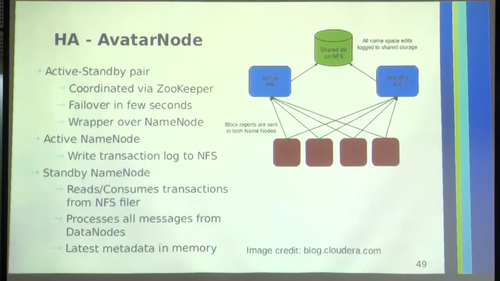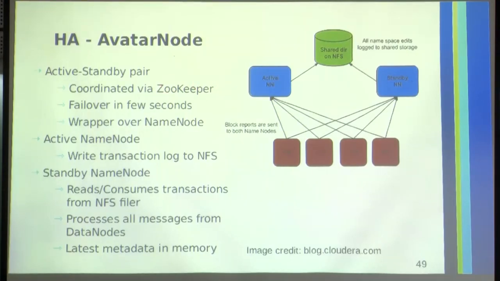So here's a diagram that shows the shared directory on the NFS, right? This is where the file system image and the edit logs will be stored, and the active name node and the standby name node, all the data nodes are sending their block reports to both now, not just one, but both, so that these two should be identical in what they contain in memory. They're just doing the same things, right? And they're coordinated via ZooKeeper.